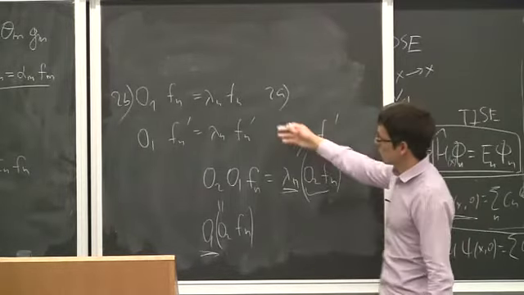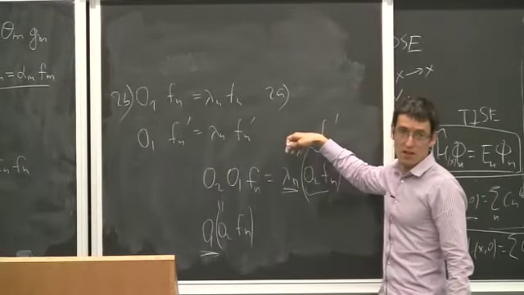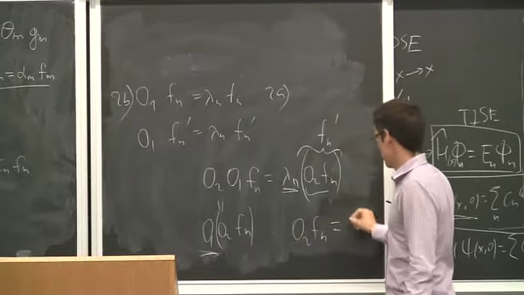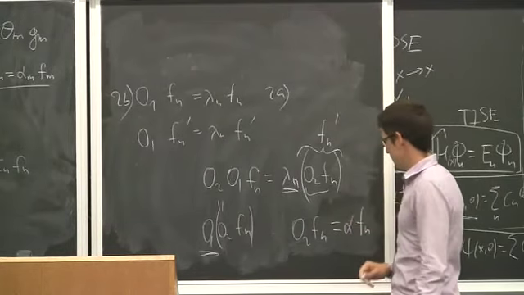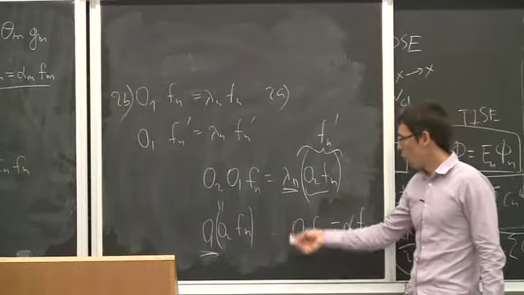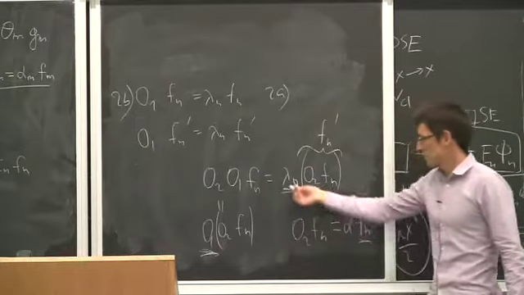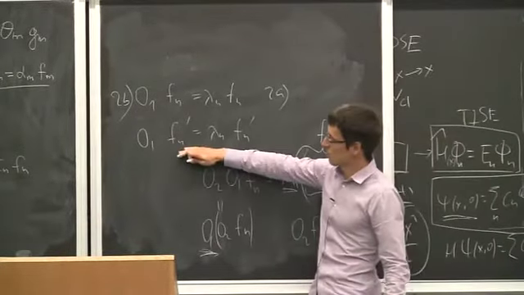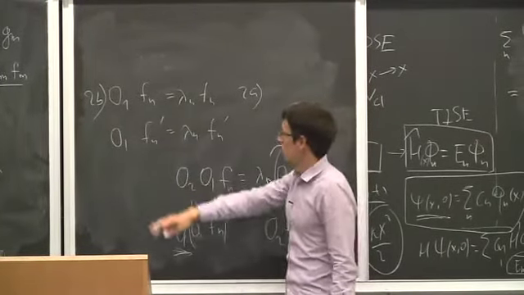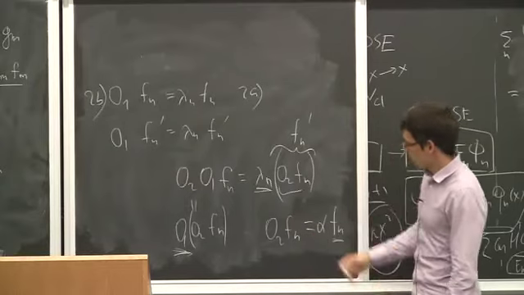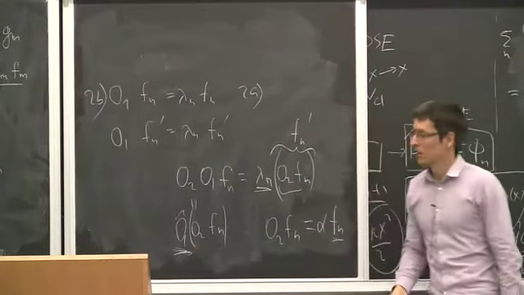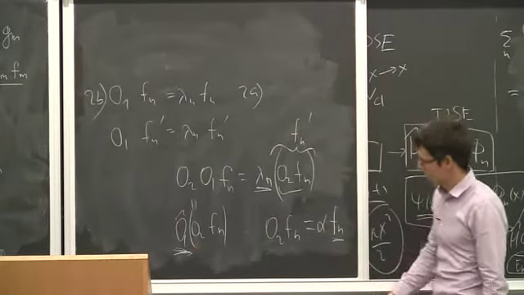But by the condition that there are no degeneracies, we must state that O2 Fn is some constant times Fn. There is no other function in the O1 set that will give us lambda n. We said this is a degenerate condition. We assume that it's not true. So there is no other function but Fn that gives us lambda n when O1 acts on it, right? And it seems like we found the function that satisfied that condition.